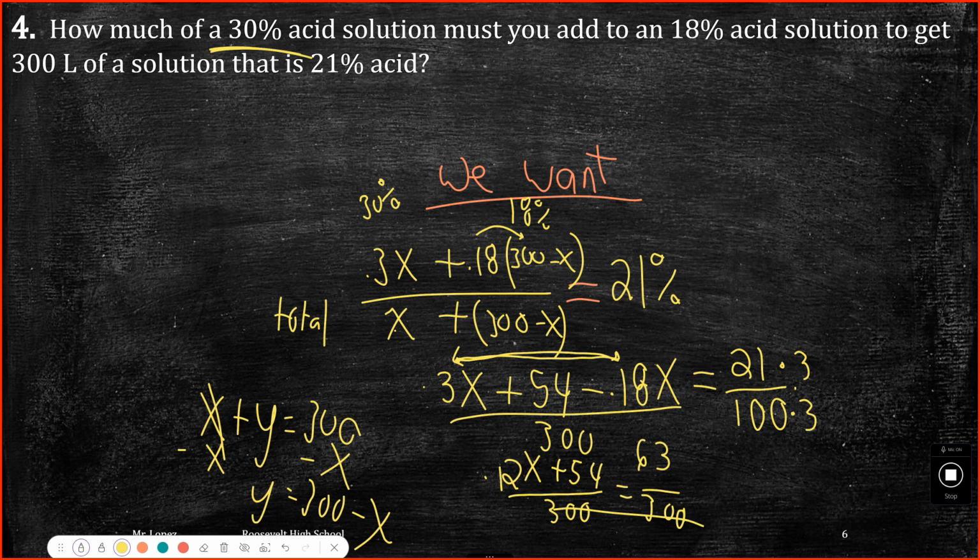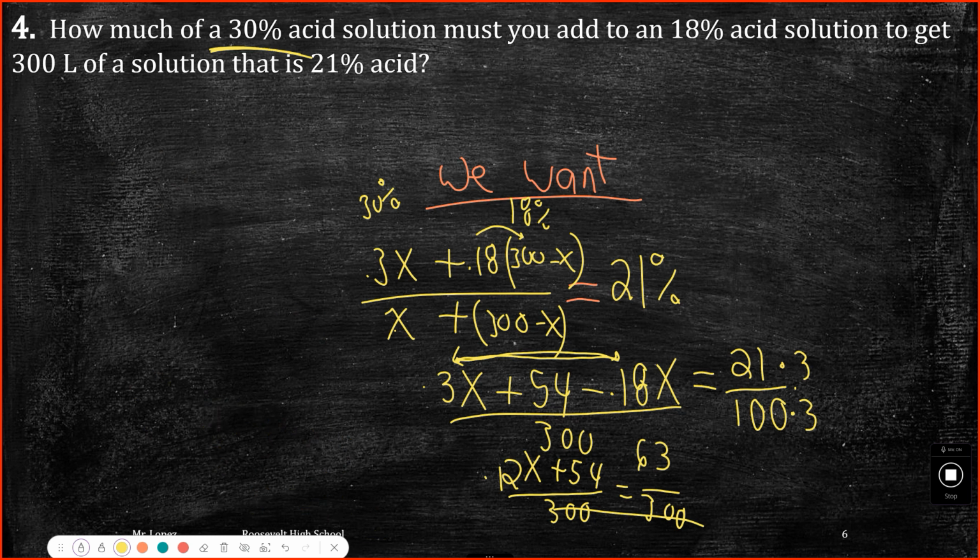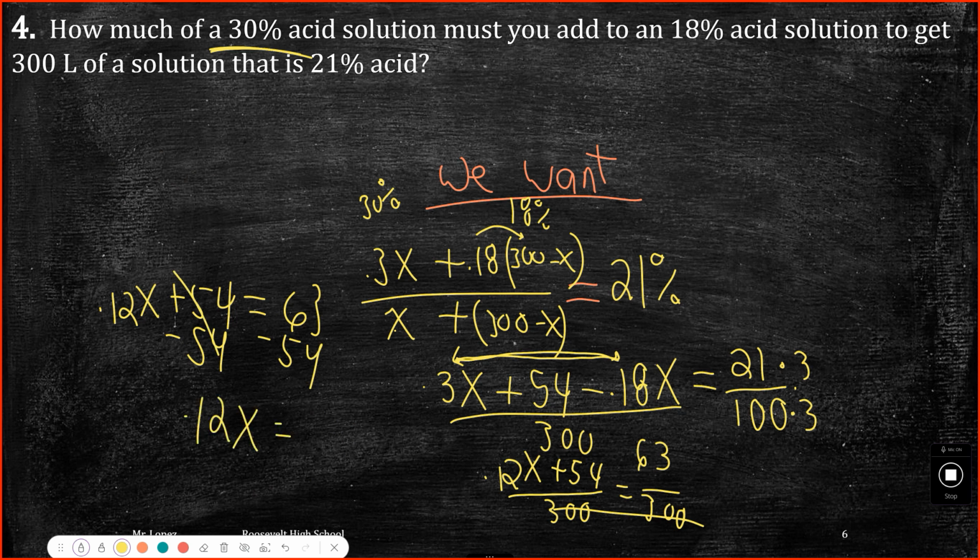And now I can just solve this. So it would be what? 0.12x plus 54 equals what? 63. Now what do I do? Minus 54, and what is that? X. Is that 9? Divide both sides by 0.12? What is that? 9 divided by 0.12. 75?